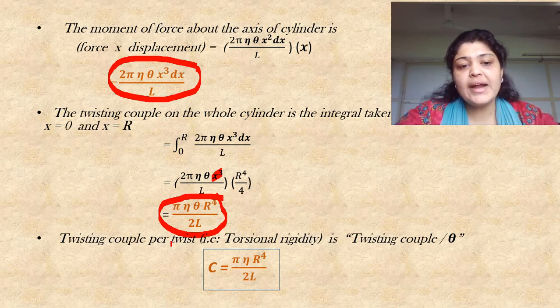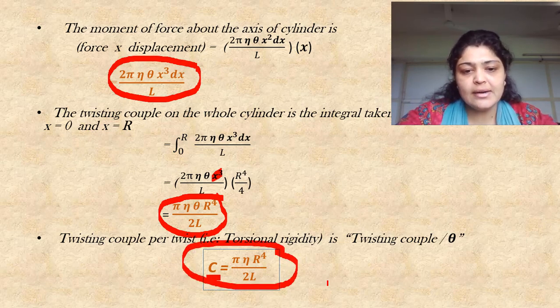But if you want to find out what is the torsional rigidity, we have to find out the twisting couple per twist. What is the twisting couple per twist? The twisting couple per twist is defined as this twisting couple per theta. So twisting couple per unit twist, which we commonly call torsional rigidity, we denote it by capital C. It will be pi eta r raised to 4 upon 2L. So this gives the equation of torsional rigidity for a solid cylinder, which clearly depends on the modulus of rigidity.